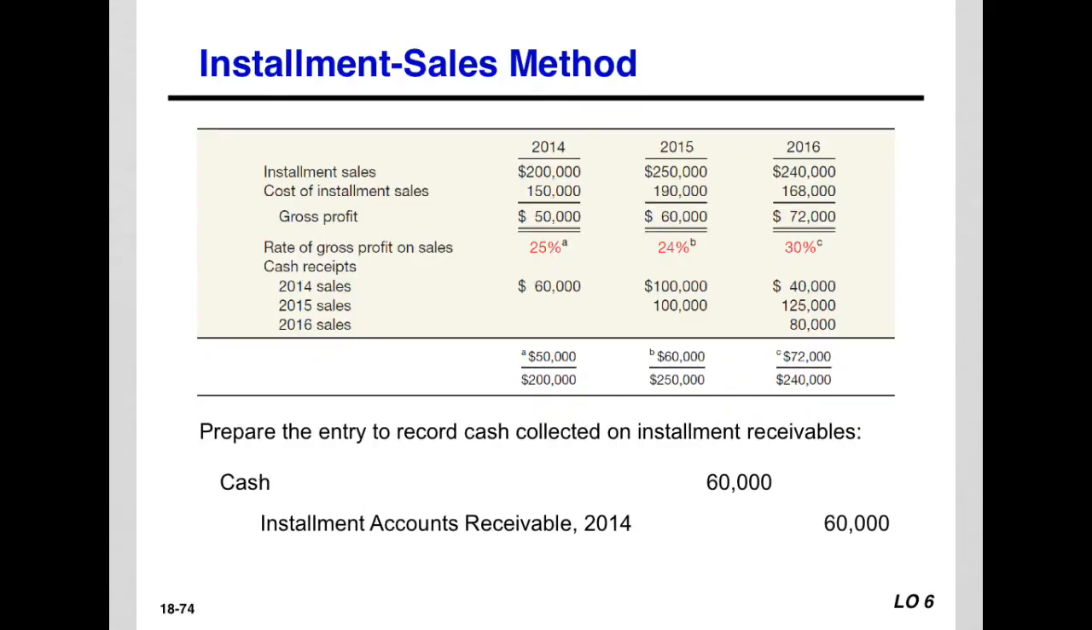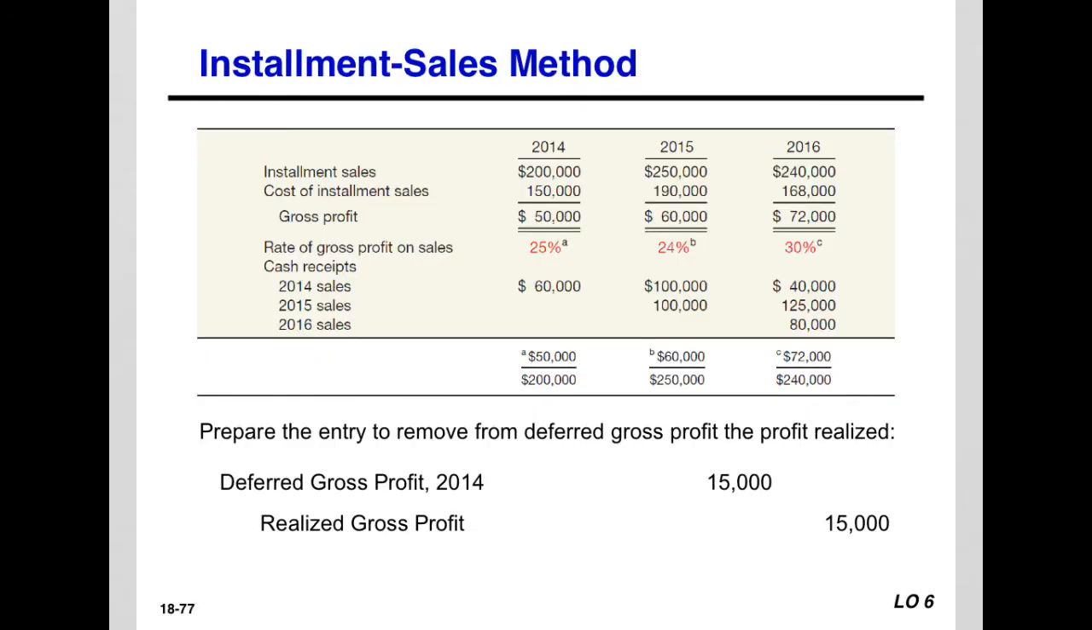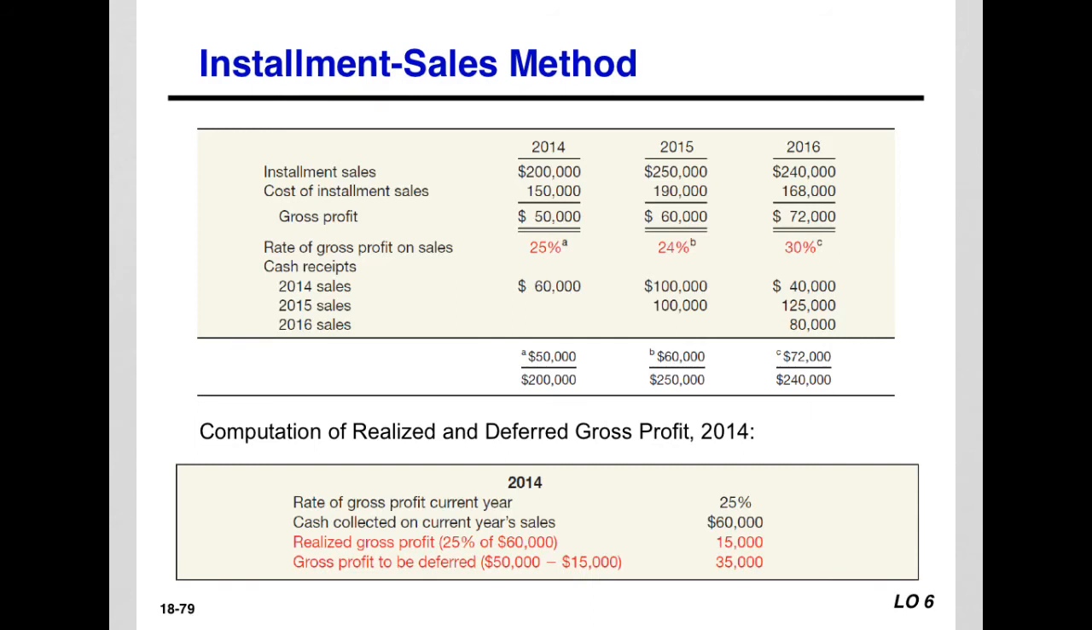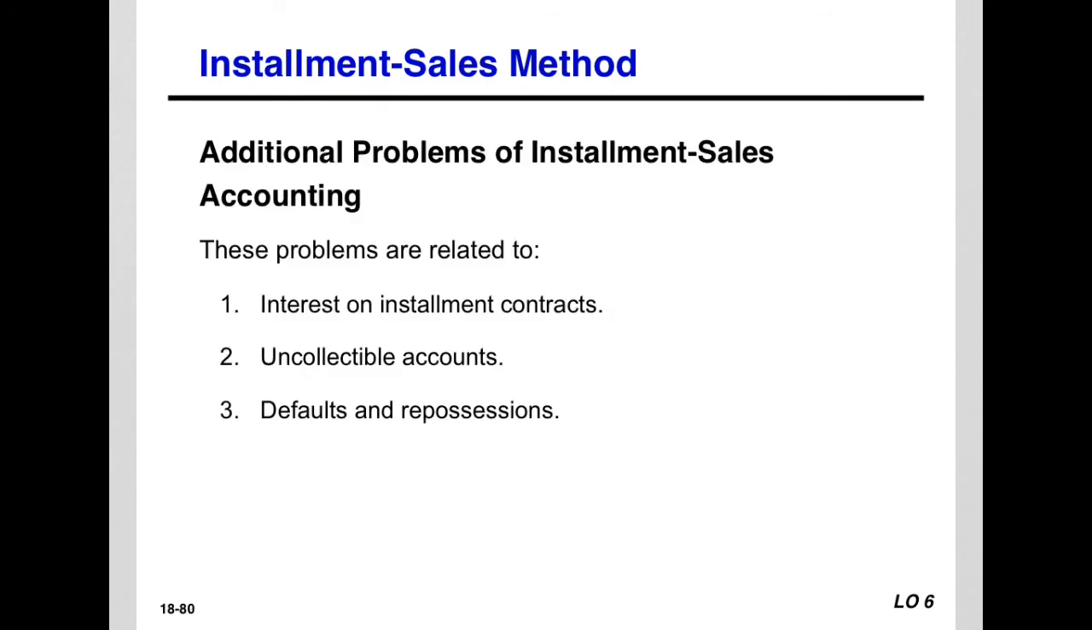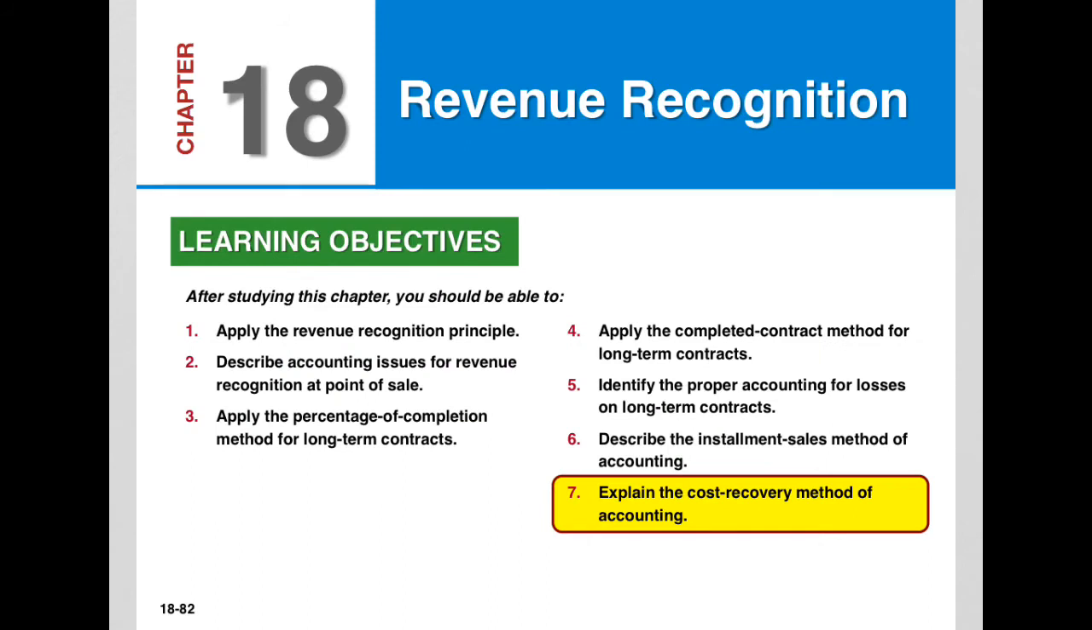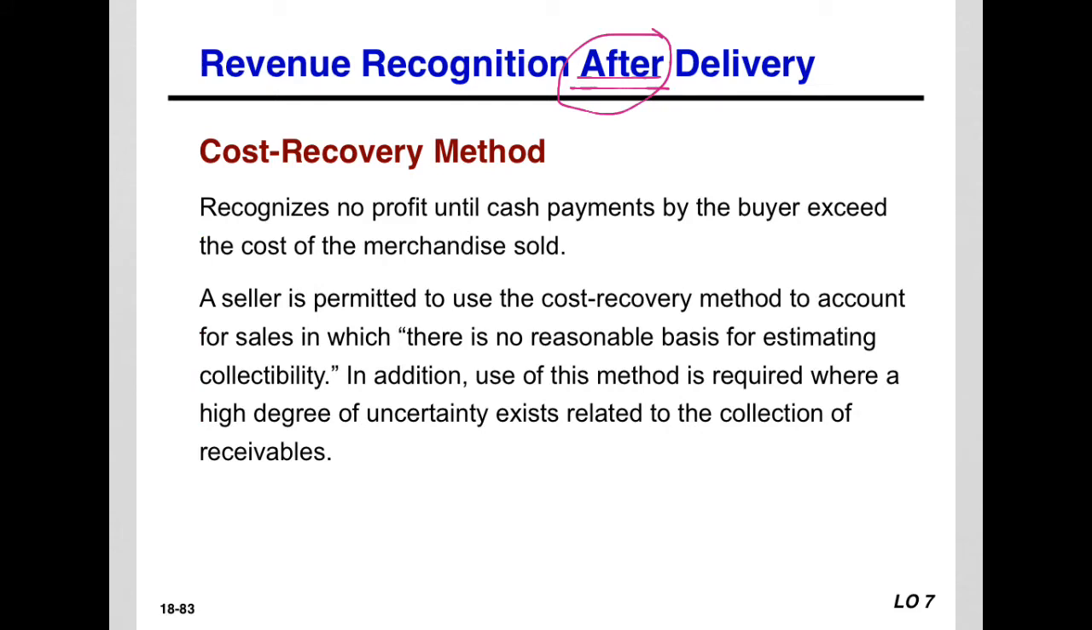This is an intermediate step, so to speak, before you get to the final part of this chapter, which is the cost recovery method, which accountants love even more. The cost recovery method, now being demonstrated in this part of the chapter, is still an after delivery, but it's even more so than the installment method. Here, your collection of the account is even more in doubt than the installment method theory was. This is one where you don't expect to even get back the cost of goods sold.